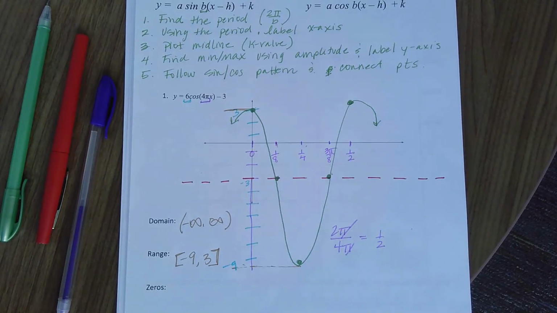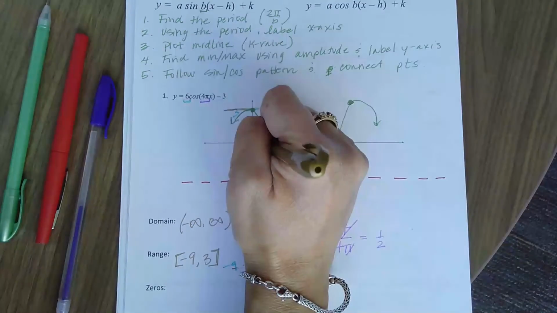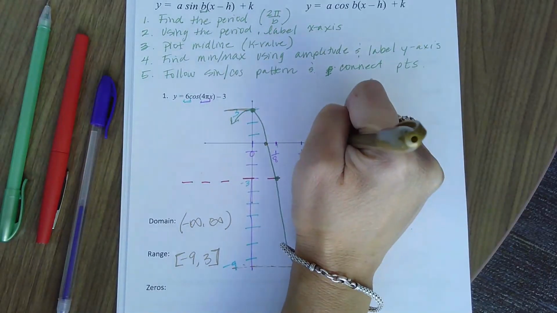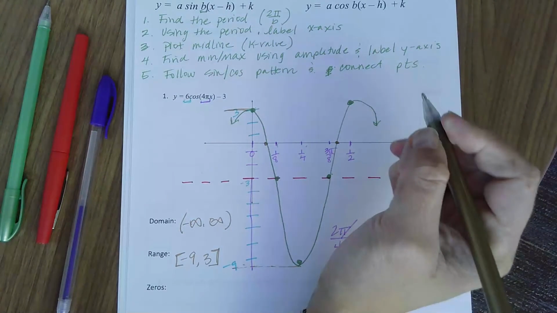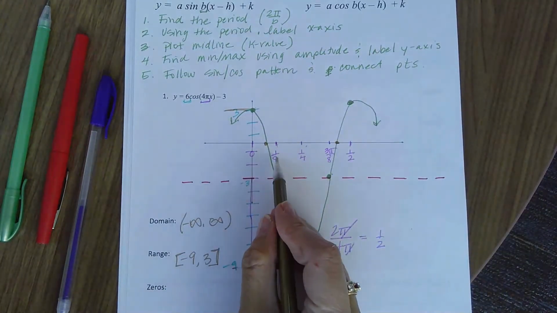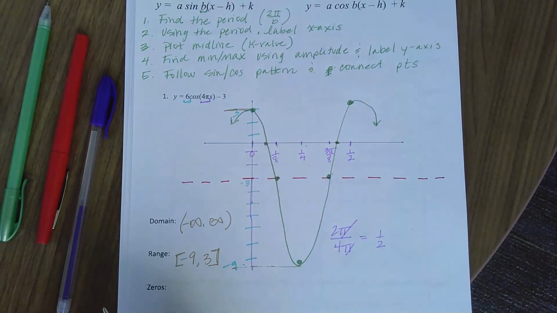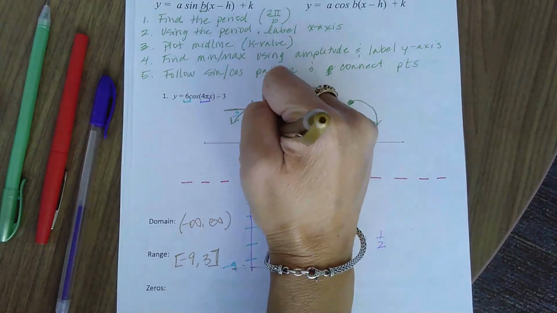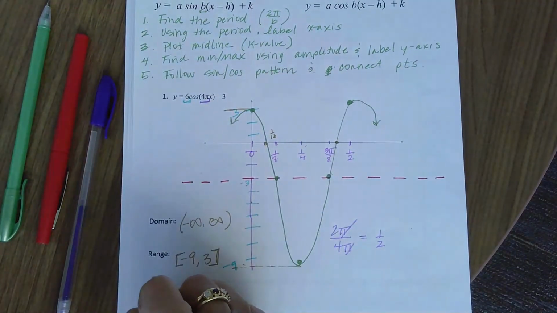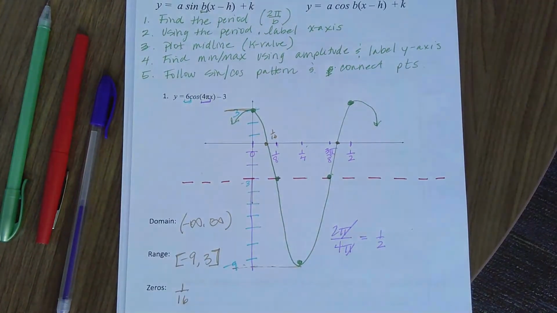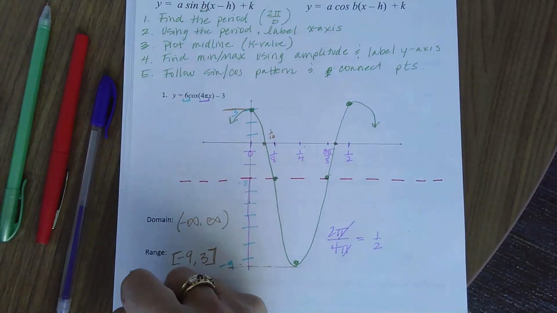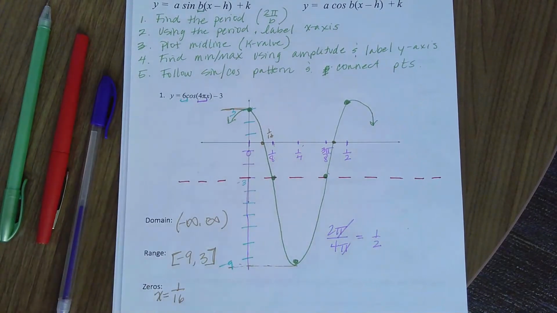For the zeros, any time the graph crosses the x-axis is a zero. If we look at this, between 0 and 1/8, we have to figure out halfway between them. Half of 1/8 is 1/16. So I'm going to say my first zero is when x equals 1/16.